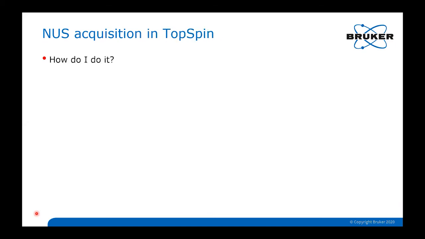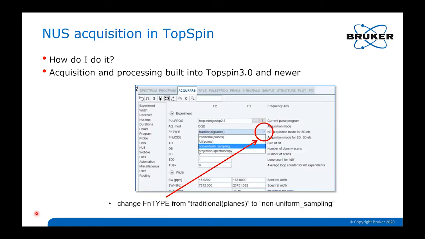So the first thing about acquisition is, how do I do it in TopSpin? And at the simplest level, it's trivial. Any standard parameter set in TopSpin 3.0 for 2D and higher dimensionality, simply create a data set loading that parameter set, go into the acquisition parameters tab, and then this parameter FnTYPE, simply change it from traditional to non-uniform sampling. At this point, it's now set up to run NUS. We probably do want to look a little bit more at the NUS parameters.